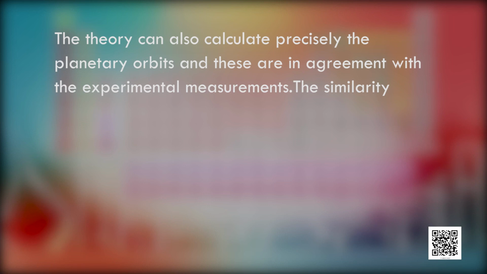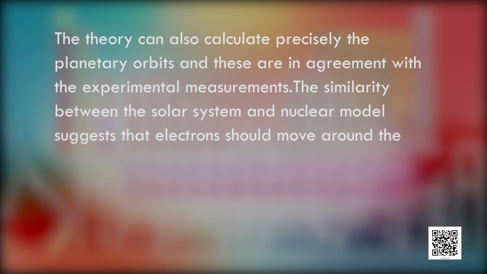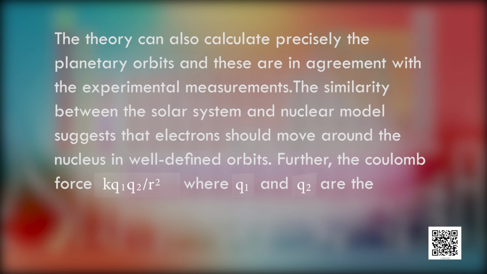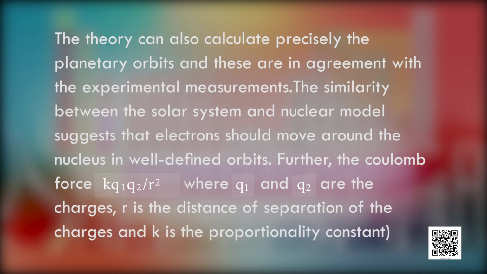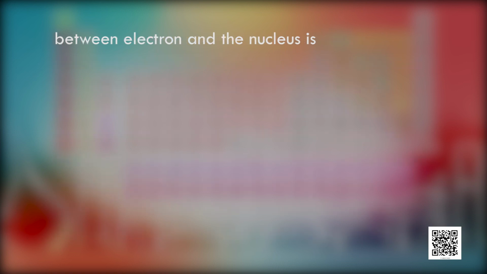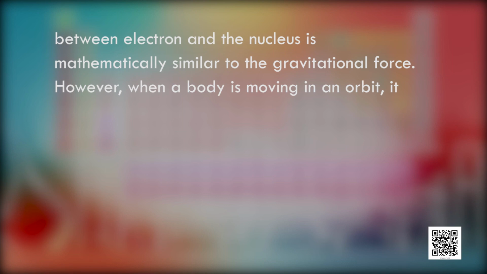experimental measurements. The similarity between the solar system and the nuclear model suggests that electrons should move around the nucleus in well-defined orbits like the planets. Further, the Coulomb force, that is K Q1 Q2 divided by R squared, where Q1 and Q2 are the charges and R is the distance of separation of the charges, and K is the proportionality constant, between the electron and the nucleus is mathematically similar to the gravitational force.